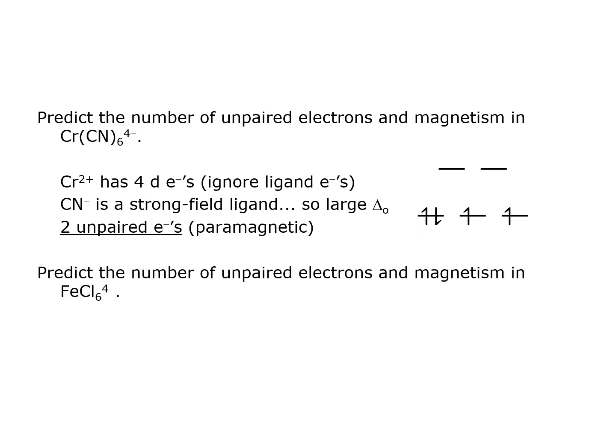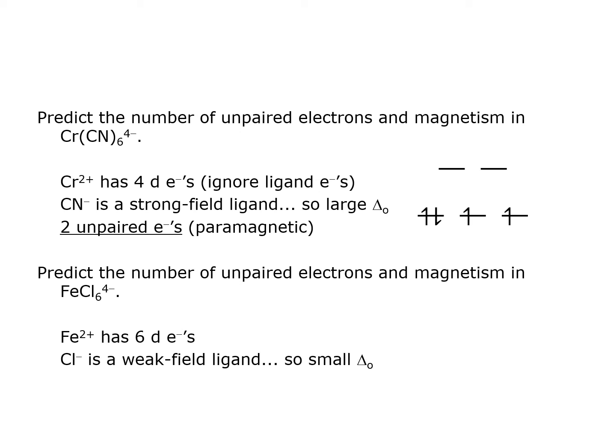Next example, let us again predict the number of unpaired electrons and the magnetism, but this time in hexachloroferrate-2. So, the 6 chlorides, -1 each, yield the -4 charge if and only if iron is +2. Iron is in column 8. I take 2 from 8, and that's how I come up with the 6 d electrons. Here, I have chloride, which I would predict to be a weak field ligand, giving rise to a small splitting energy. This octahedral complex has the 2 up, 3 bottom splitting pattern.